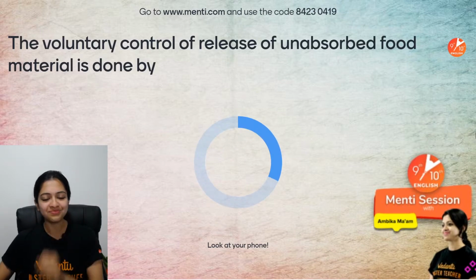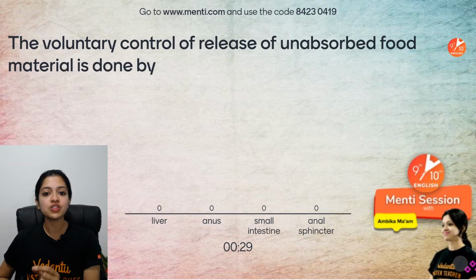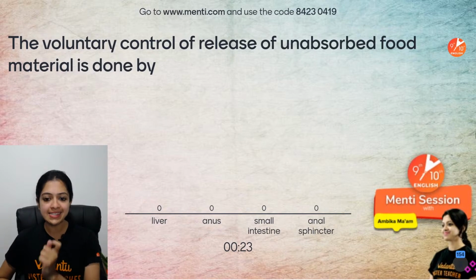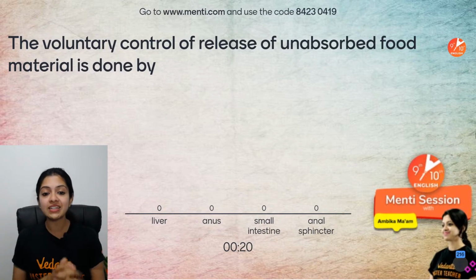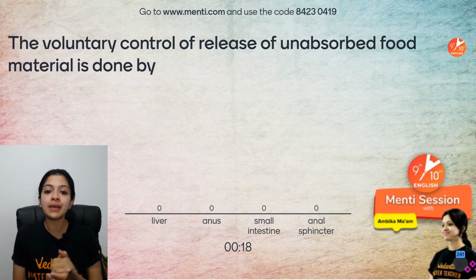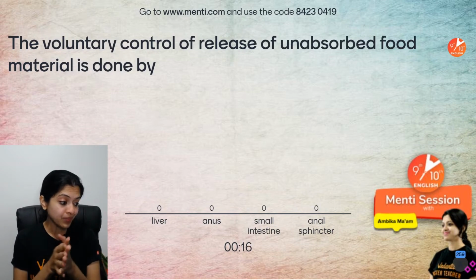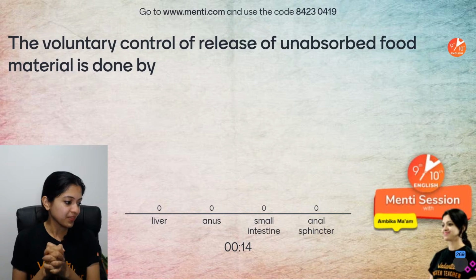Okay. The voluntary control of release of unabsorbed food material is done by dash liver, anus, small intestine, or anal sphincter. Voluntary control of release of unabsorbed food material. What would be the answer?